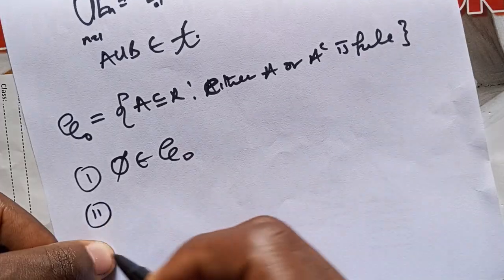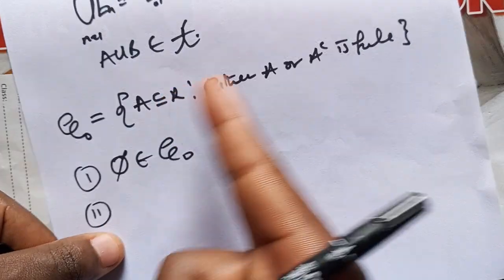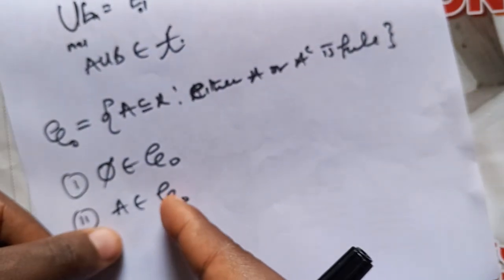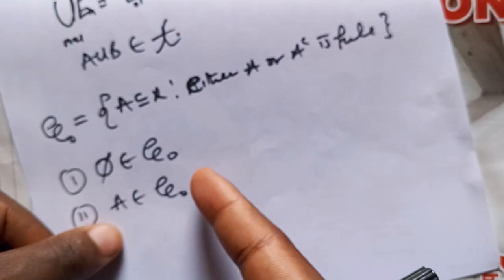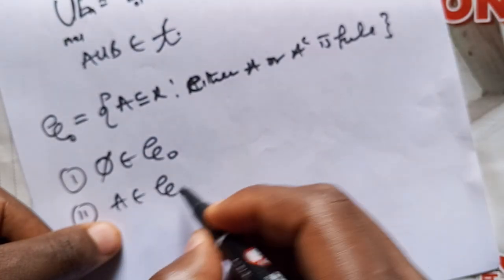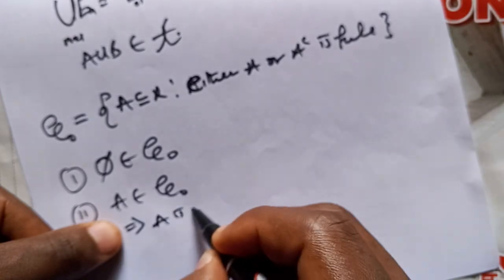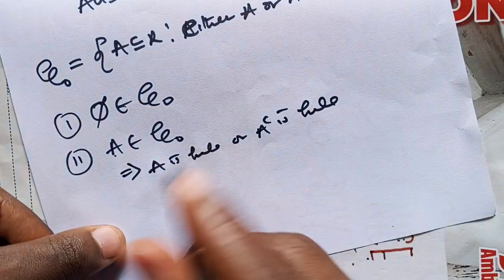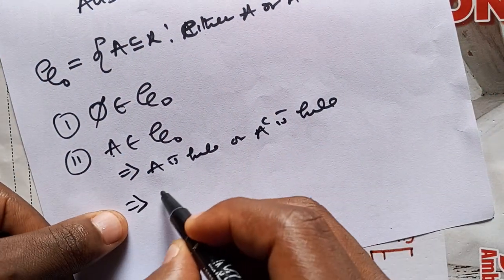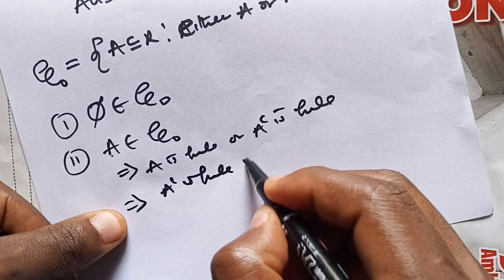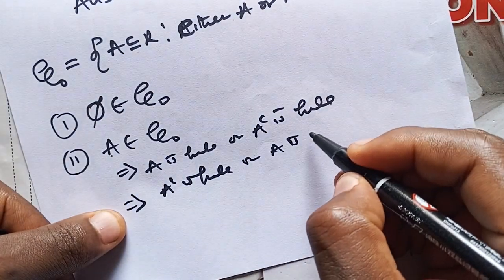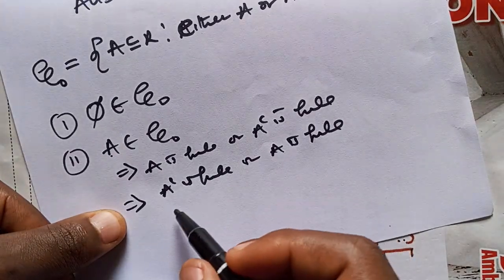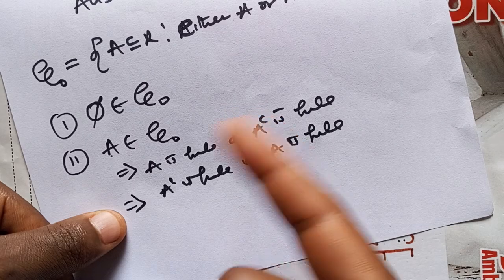Secondly, we said that if A is in this algebra, then its complement must also be in this algebra. But of course, A in this algebra implies that A is finite or A complement is finite, which of course we can write as A complement is finite or A is finite. So since we can write it that way, A complement is finite or A is finite, it is just the reverse of it.